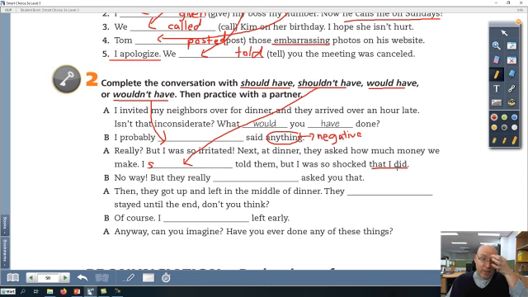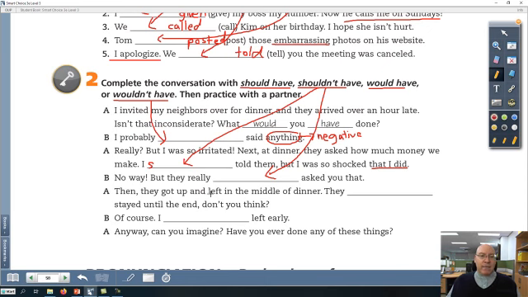I wanted to change that. B responds, no way. But they really blah blah blah asked you that. So they did something, and it should be the opposite. They shouldn't have. Okay, they shouldn't have asked you that. Then they got up and left in the middle of dinner. They blah blah blah stayed until the end, don't you think?